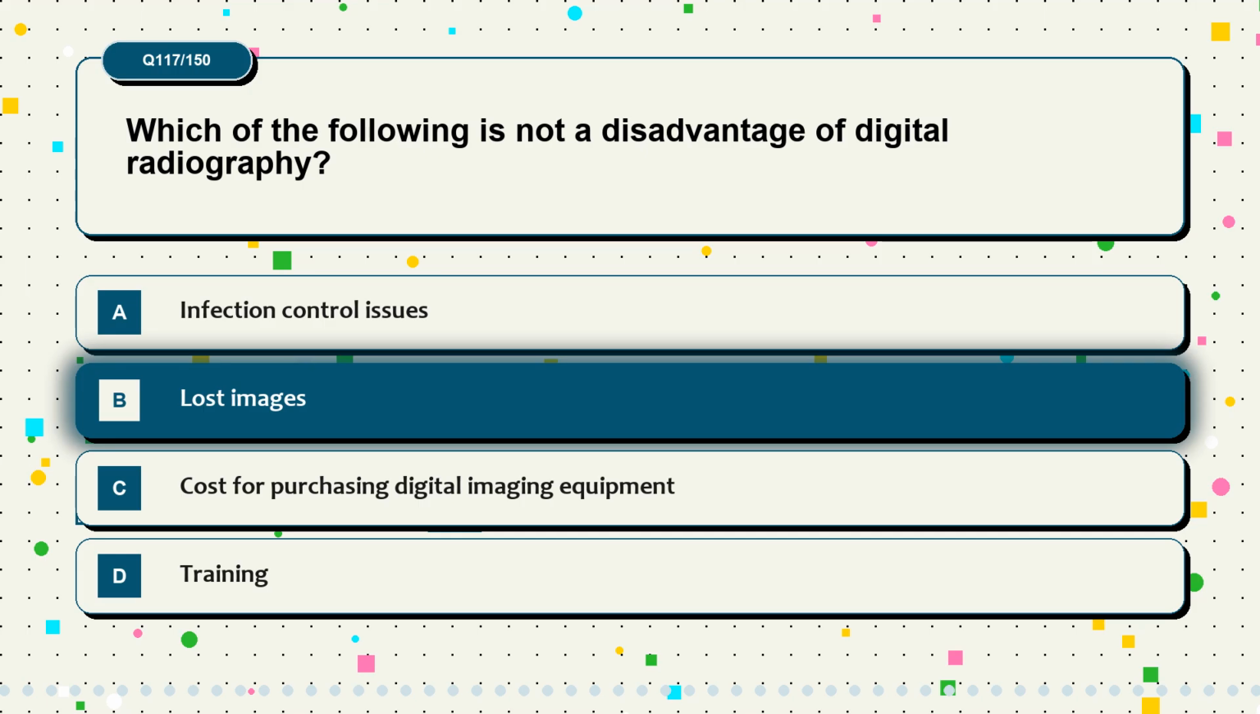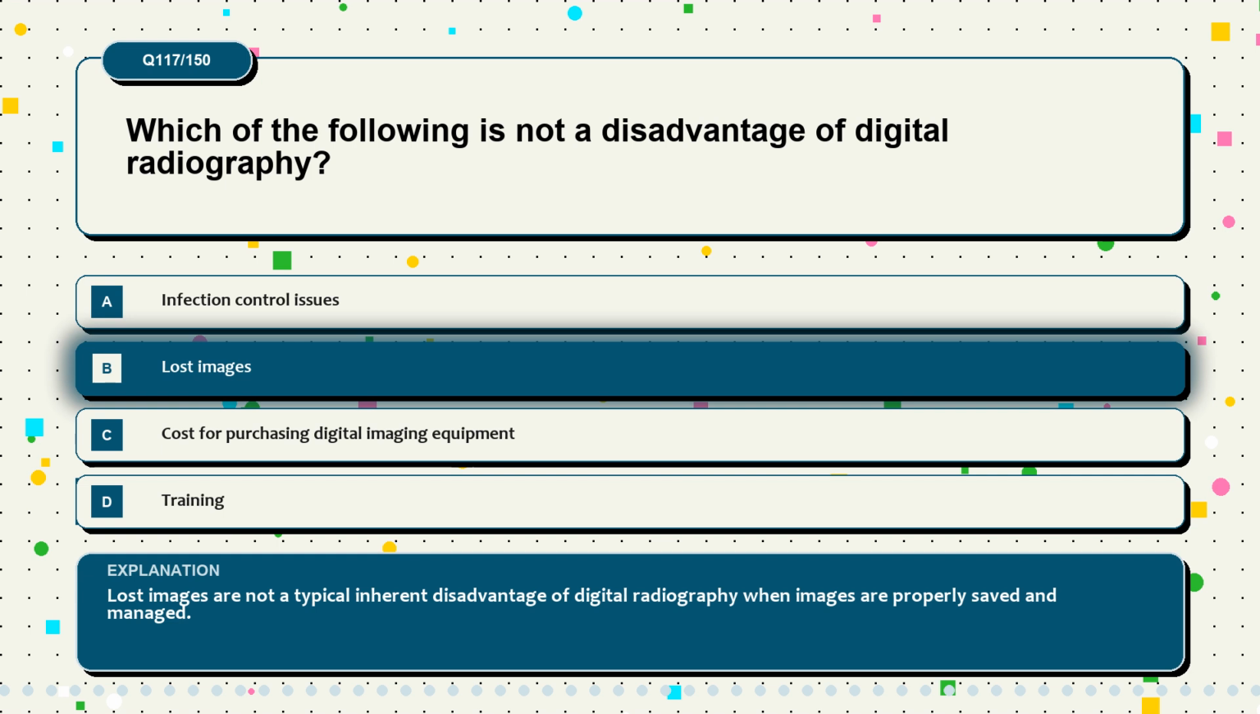The correct answer is option B. Lost images. Lost images are not a typical inherent disadvantage of digital radiography when images are properly saved and managed.